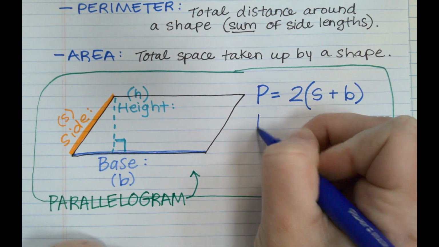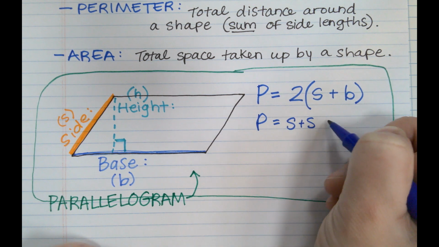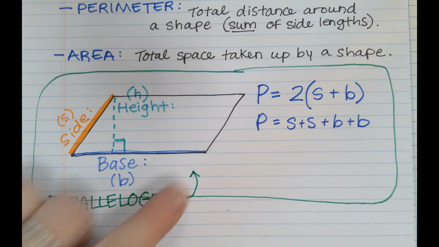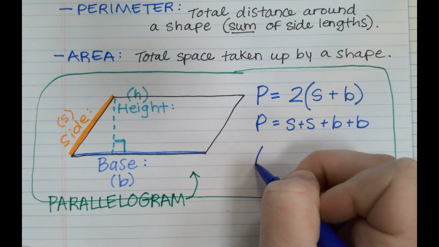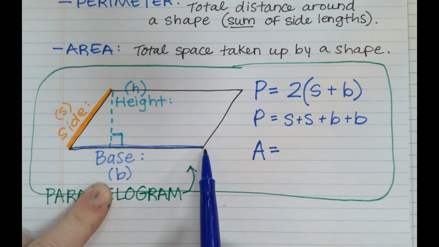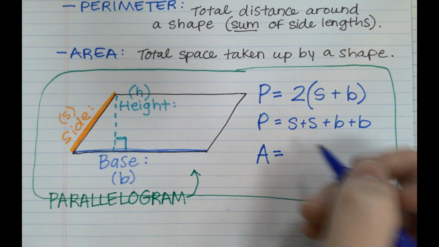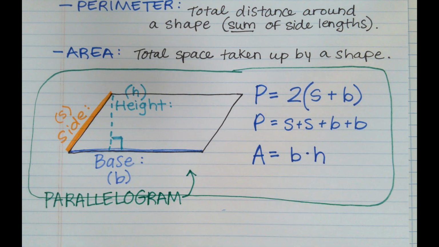You could also do side plus base plus base. I think perimeter is one of those that you can look at it and see, okay, I'm going to add everything on the outside. Makes a lot of sense that way. So that's perimeter. And then area, we use the base times the height. We don't use the side to find area. We use base times height. And that's all there is to it.